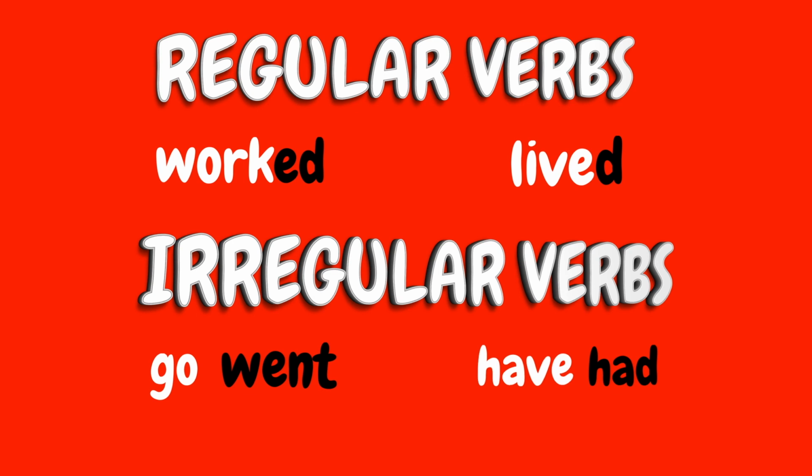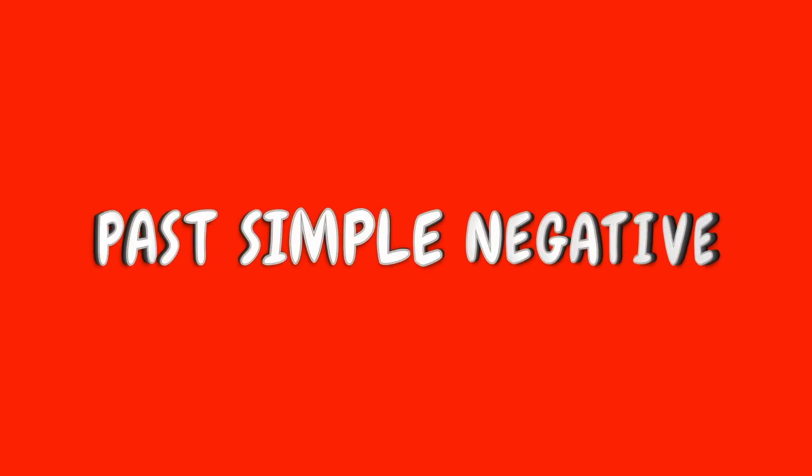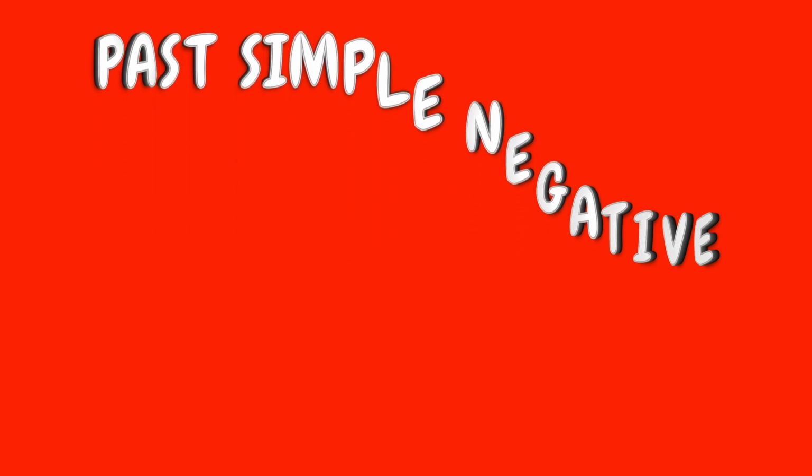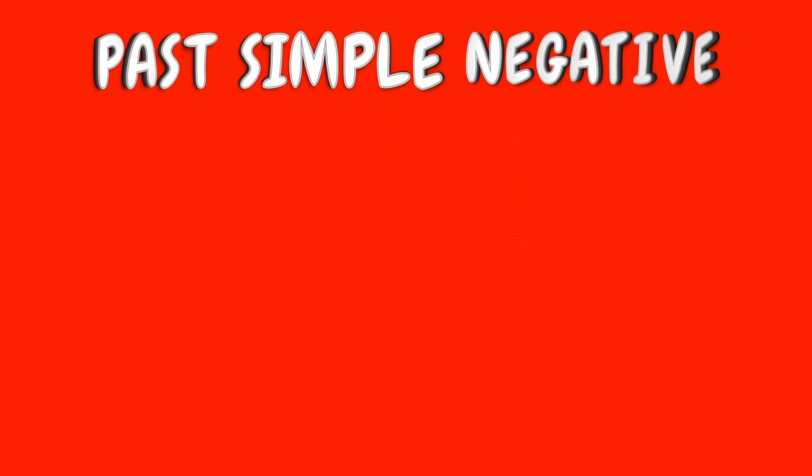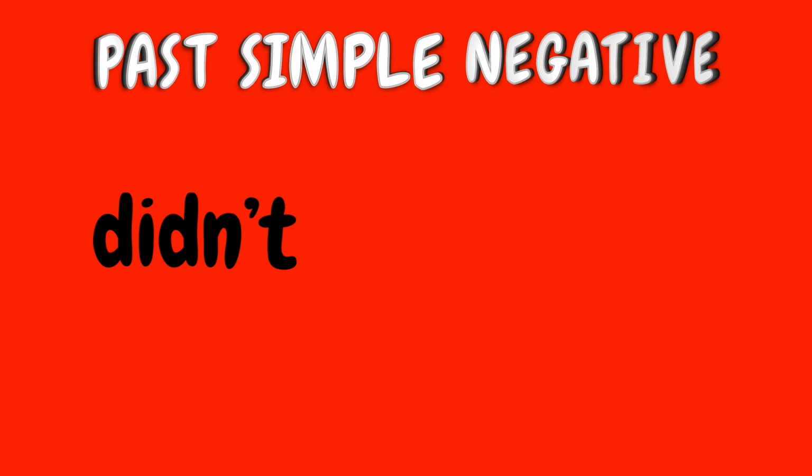So now you may be wondering, what will you learn today? Well, today you will learn the past simple negative. You will learn the negative form of the past simple. And the negative form of the past simple is very easy. All you need is the auxiliary verb didn't or did not.